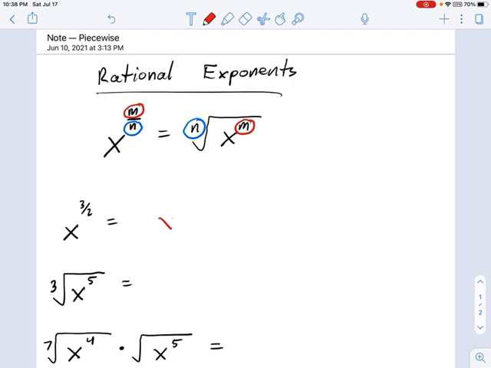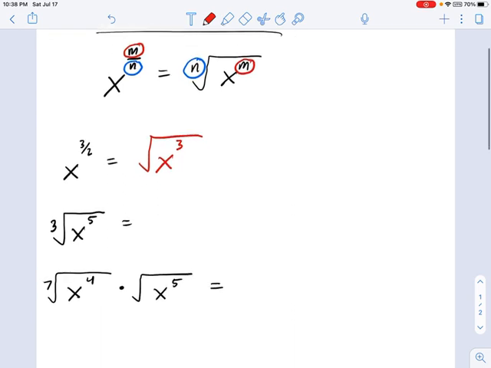X to the 3 halves. Well, I see the top of the fraction is 3, and then the bottom of the fraction is 2, so that goes right here. But if you don't want to write the 2, that's fine, because the square root naturally means the second root. In this example, I'm going to turn that back into a rational exponent, and I like to start with the top of the fraction. That's 5, so that's going to go up here. And when I look to see what I divided by, that is the index over here, so that's 5/3.